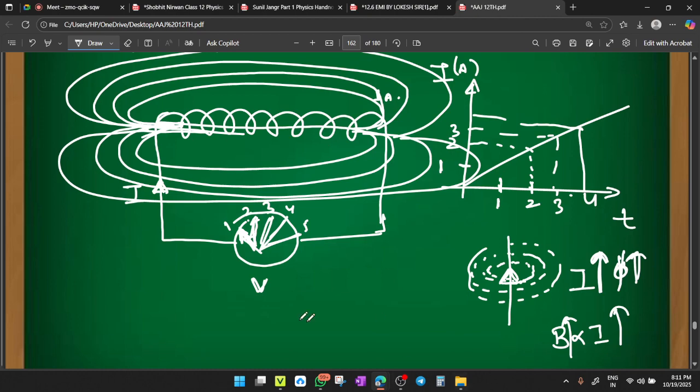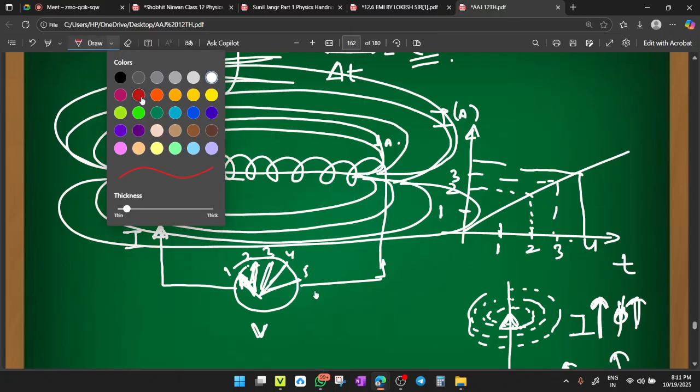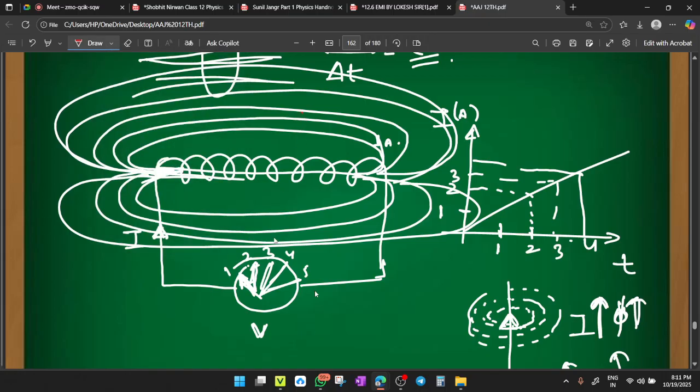Yes. So you can see that by some proper arrangement, you can increase the amount of current. Simultaneously, the flux linked with the coil also increases. This means a changing flux is there. Yes or no? Changing flux is there.